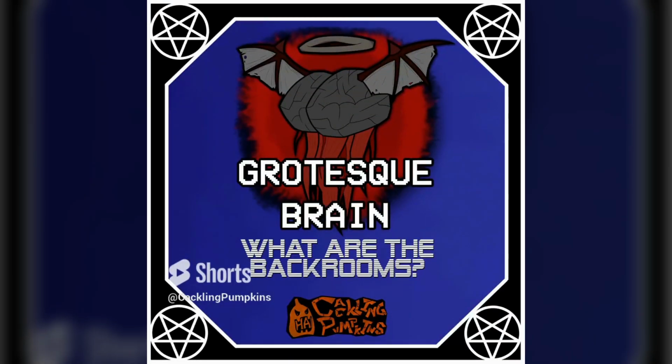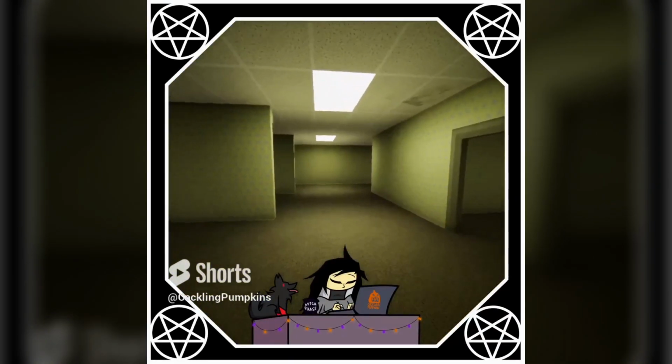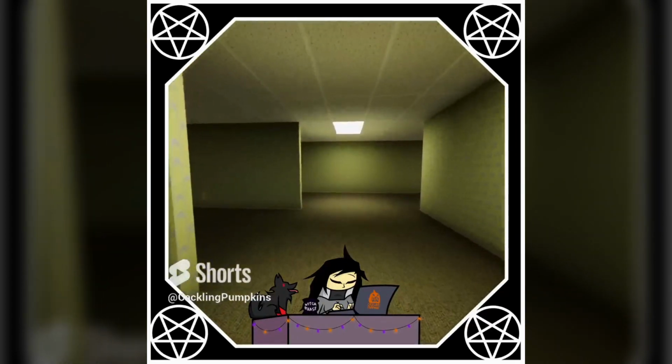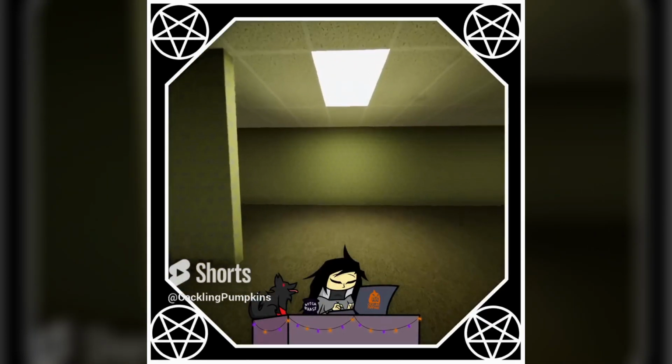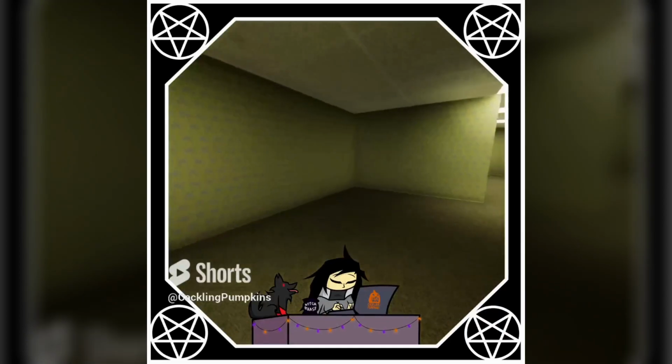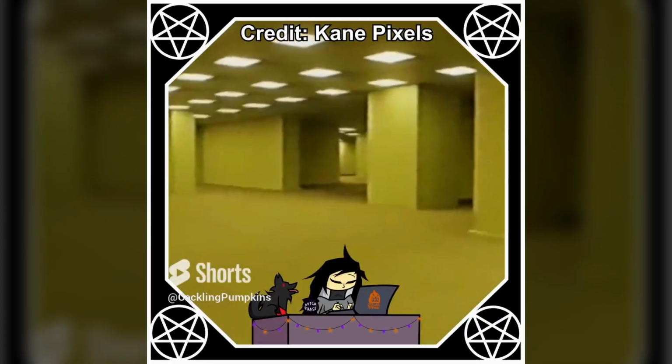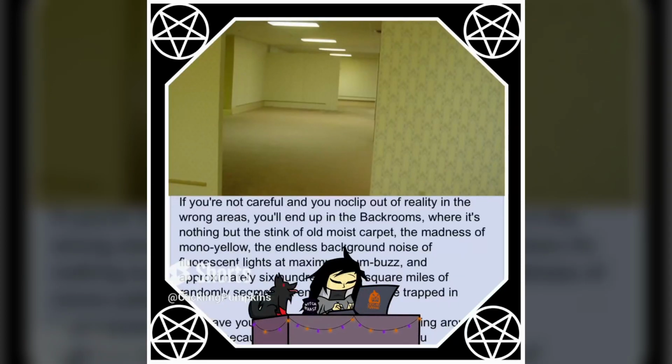What are the Backrooms? The Backrooms is a place that exists outside of reality. It appears as a yellow, dimly lit office space that's an endless labyrinth with no beginning or end. You end up there by accidentally glitching out of reality. The Backrooms came from a 2019 4chan thread, where it compares it to no-clipping out of reality.